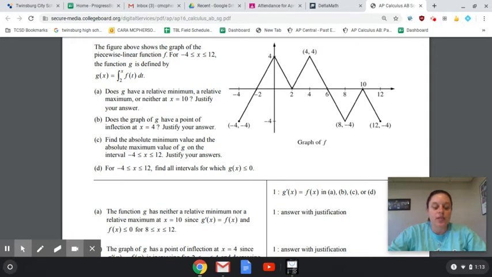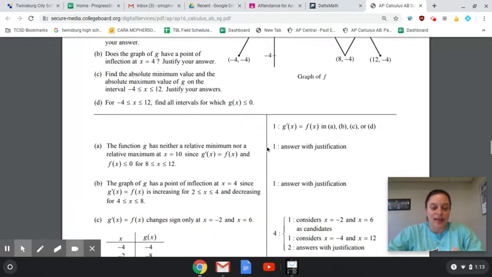So part C wanted to know the absolute minimum and the absolute maximum on the interval -4 to 12. So when you're finding an absolute minimum or maximum on an interval, it's either going to happen at a critical value or it's going to happen at the endpoint. So -4 and 12 are things that you need to consider, plus any critical value that's between -4 and 12.